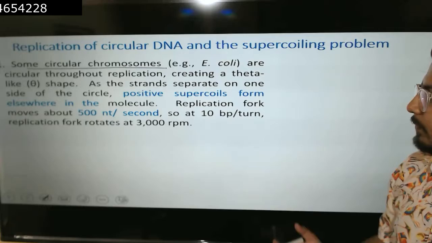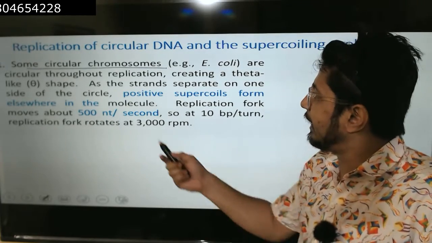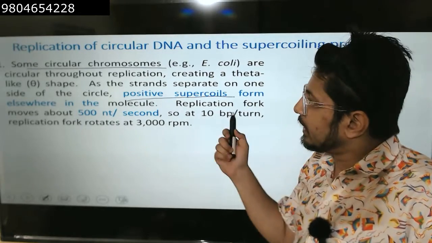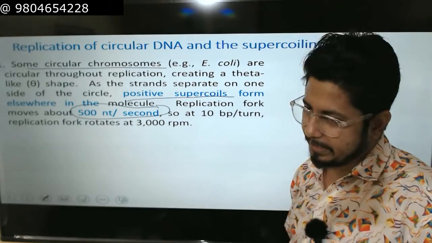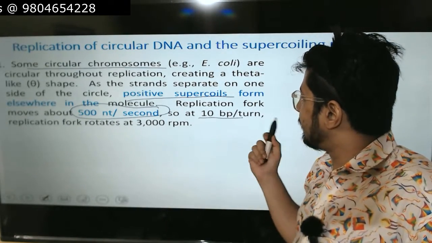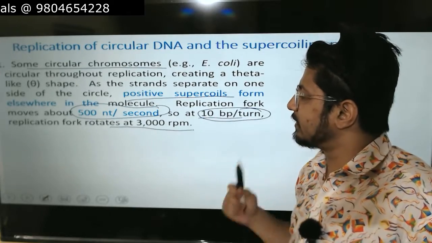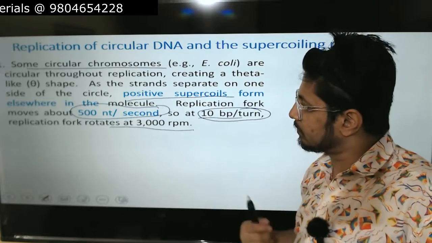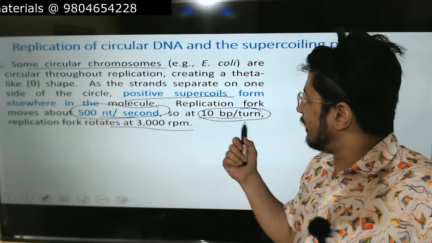The upstream region of the circular DNA incurs positive supercoils, and the replication fork moves around 500 nucleotides per second, and at 10 base pairs per turn, the replication fork rotates at 3000 rpm. These are some factors that you can remember. They can ask questions like 500 nucleotides per second is the speed, 10 base pairs per turn.